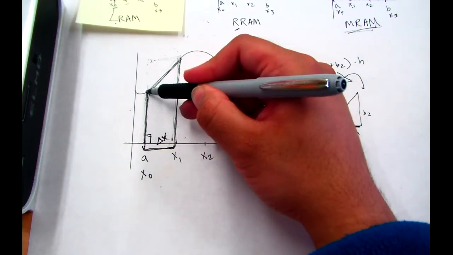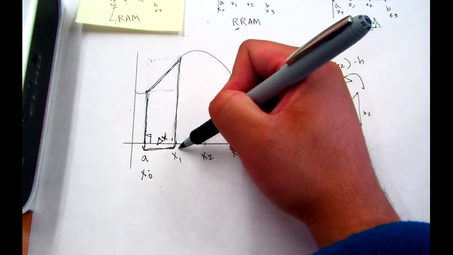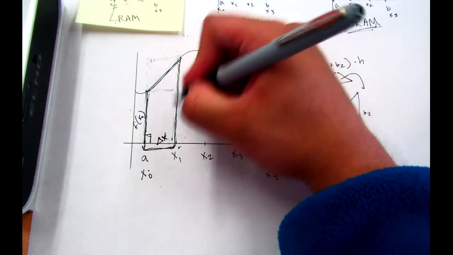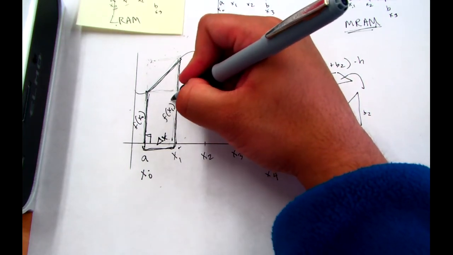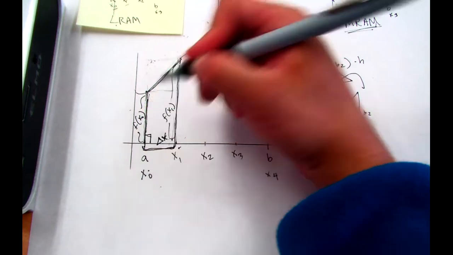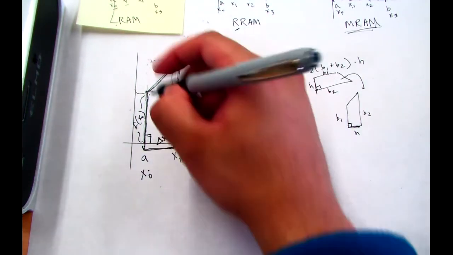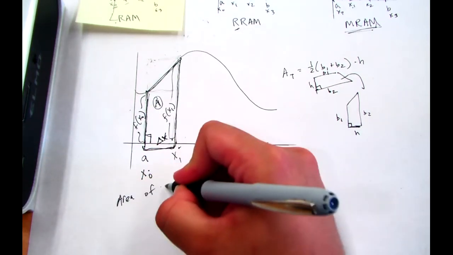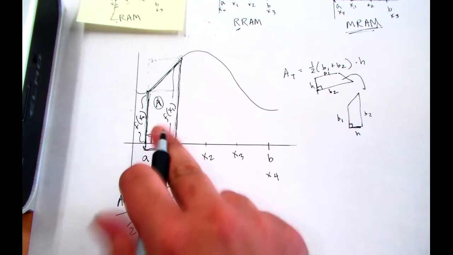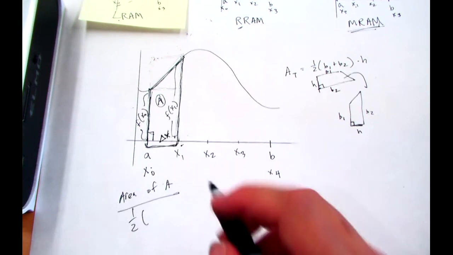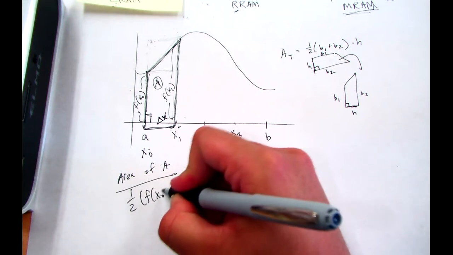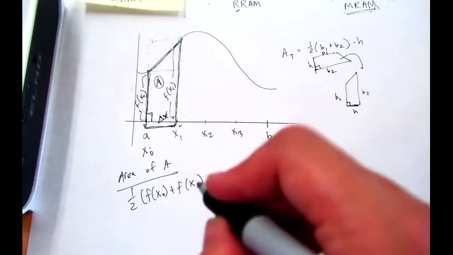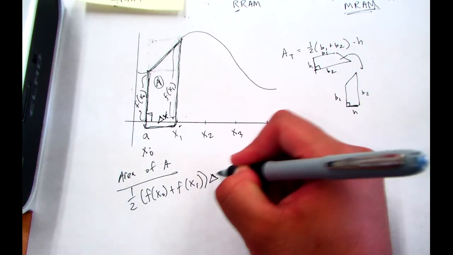And the bases, these lengths right here, are the y values associated with x0 and x1, respectively. So this distance right here we would call f of x0, and this distance right here we would call f of x1. That's how long it is. It's the numerical value of the function's output. So the area of trapezoid, I'll call this trapezoid A, the area of A would be 1/2 the bases, which are those two, averaged together. So 1/2 f of x0 plus f of x1 times the height, which is, curiously, delta x.